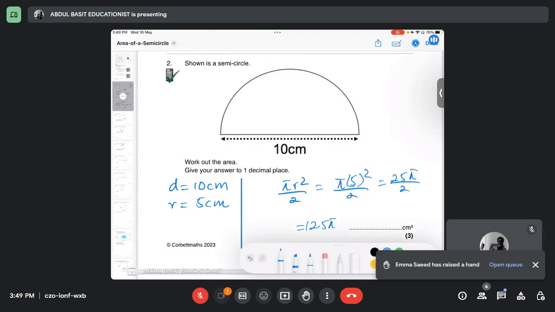Now the examiner is asking to give the answer to one decimal place. This is the first decimal place and the number after 2 is 6, which is greater than 5. So the answer would be 39.3 centimeters squared. Easy, everybody? Yes, sir.